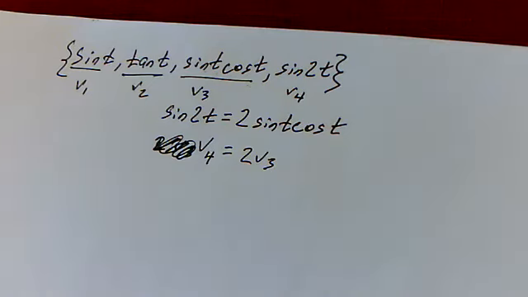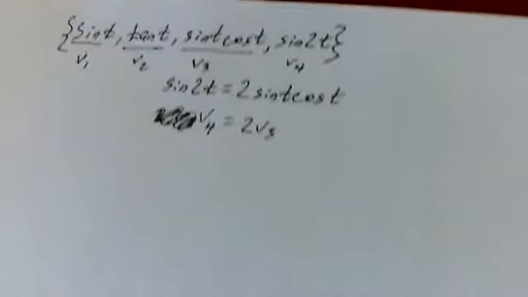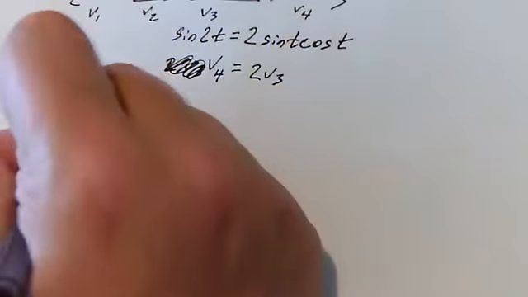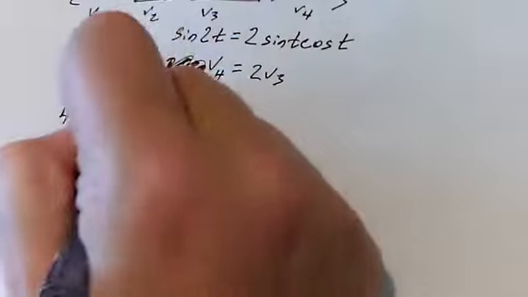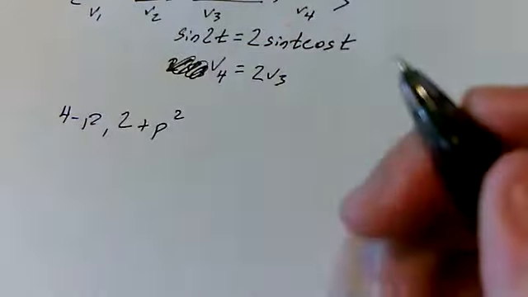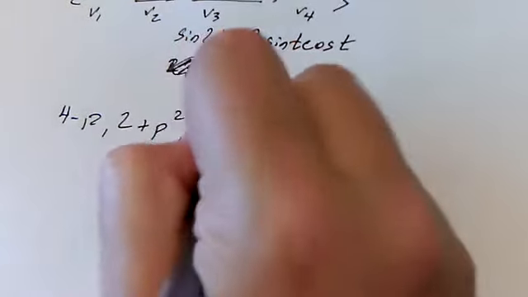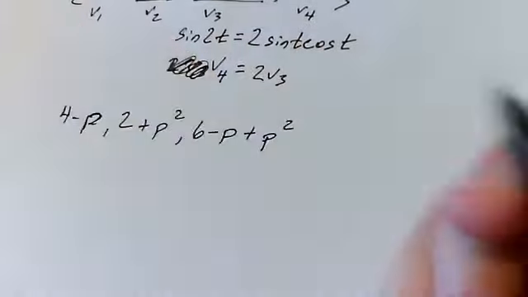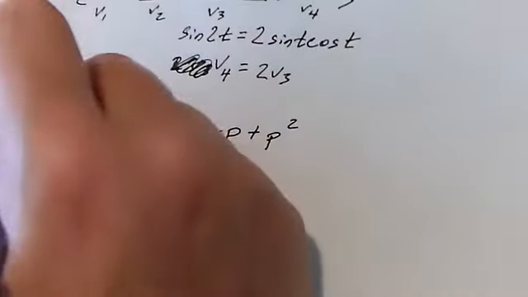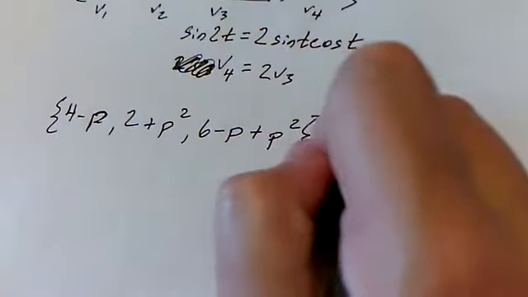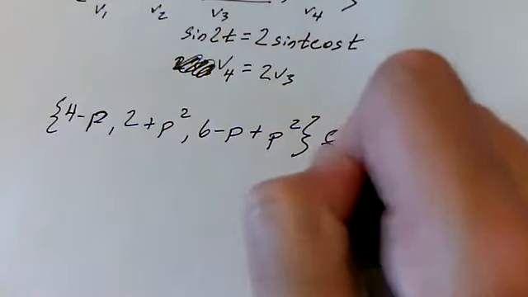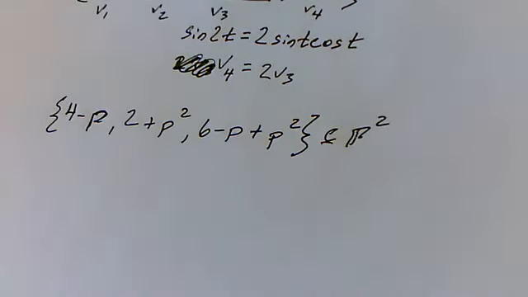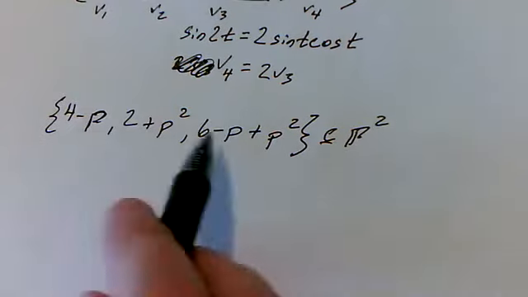All right, so let's look at a couple more with polynomial spaces here. So if I have 4 minus p, 2 plus p squared, and 6 minus p plus p squared. Okay, so as I look at this, I can actually make this a subspace of a lot of spaces, but I'm going to make it a subspace of P2 because that's the smallest one. I could actually go up to P3, I just have all zeros for the third degree, right? So 3 vectors. I could have all 3 vectors be bases.